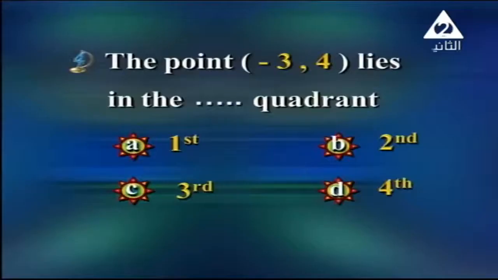So we have covered the four quadrants. The Cartesian point, or product between x and y, according to this ordered pair lies in what quadrant. Let's see together the answer of this choice. We said the point negative 3, 4 lies in the second quadrant. Choice number B.